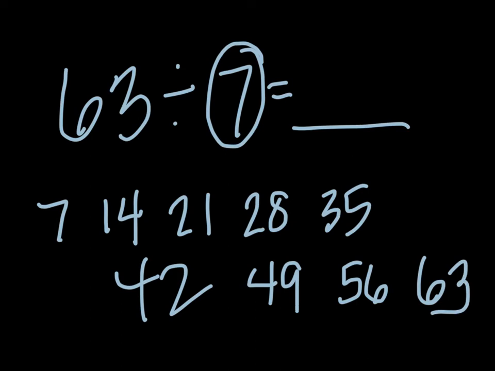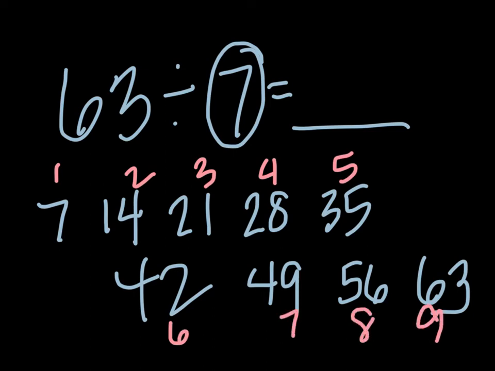So again, we want to stop and we want to count however many times we counted by 7. So we're going to say 1, 2, 3, 4, 5, 6, 7, 8, 9. So in this problem, 9 is going to be our quotient. So that just gives you 2 more strategies on how to solve division problems.